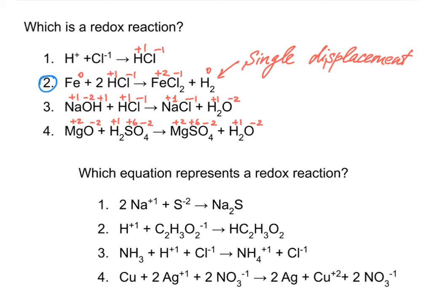Now look at the second question here and identify the redox reaction. In reaction number 4, we can see oxidation of copper and reduction of silver. This is our redox reaction.